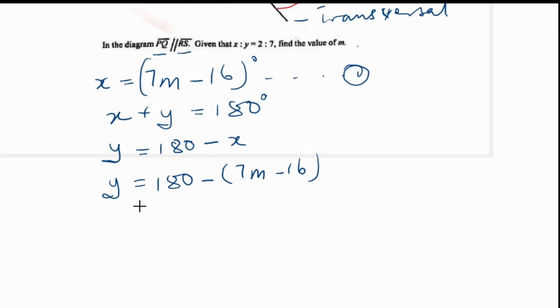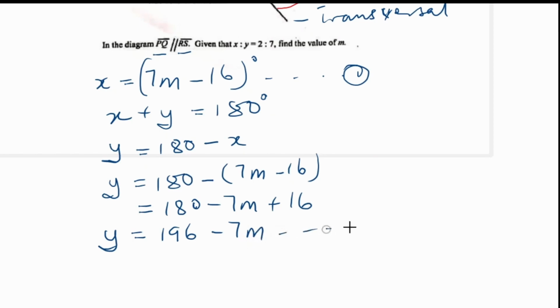And simplifying further, we'll have 180 minus 7m plus 16. Remember, we have negative 1 outside here, that will open the parentheses, and that gives us 180 plus 16, which is 196, minus 7m. And let's make that equation 2, since both of them have a common term, which is the m. So the equation 1 is the expression for x, and the equation 2 is the expression for y. Now let's get back to the original question.